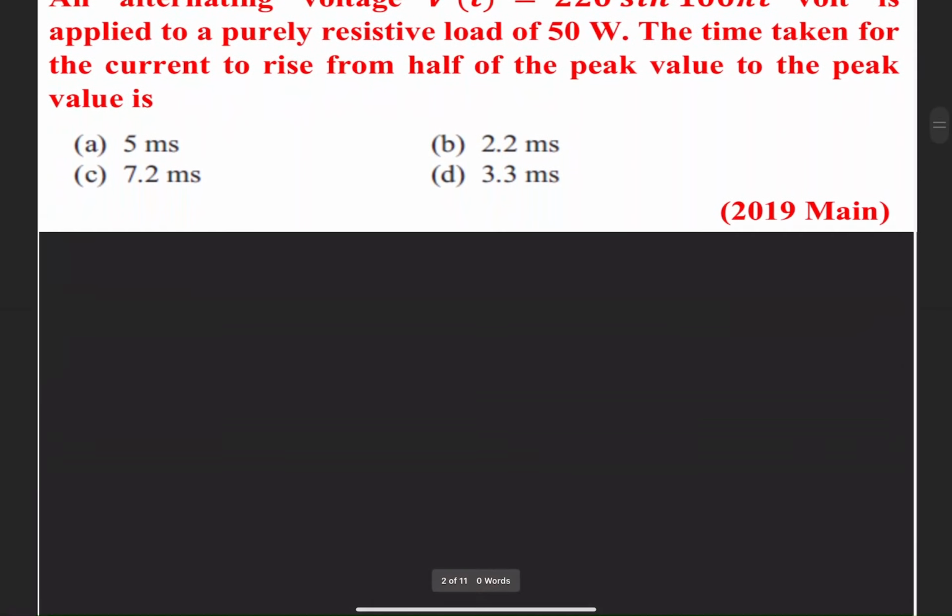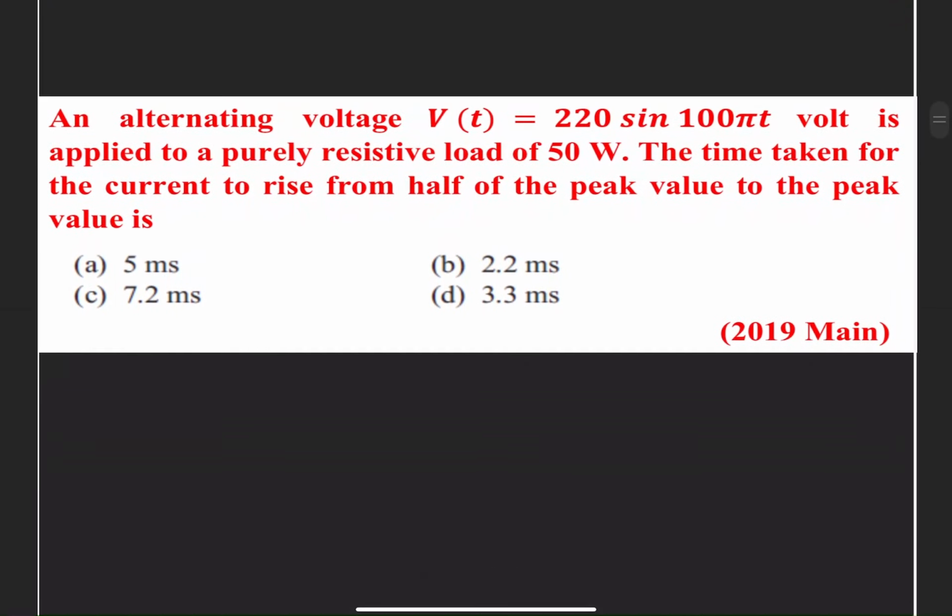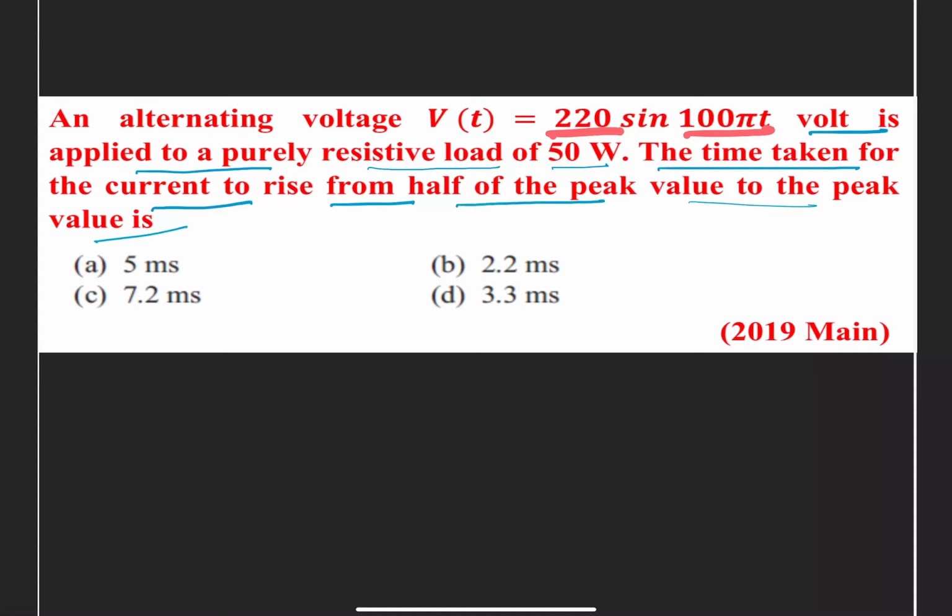In the next question, we are given an alternating source Vt governed by the equation 220 sine of 100 pi t volt, applied to a purely resistive load of 50 ohm. The time taken for the current to rise from half of the peak value to the peak value is? So we are going to find the time required for half to peak value.